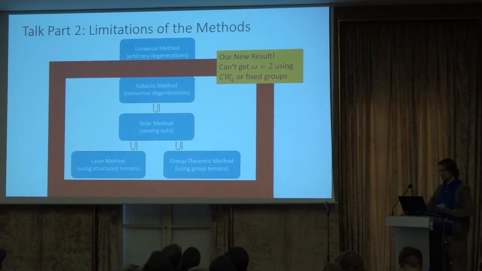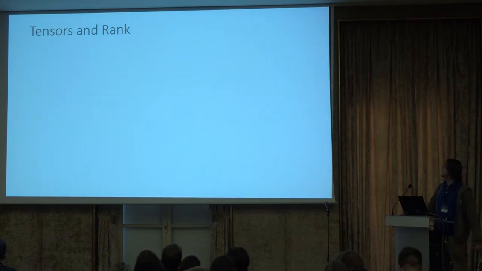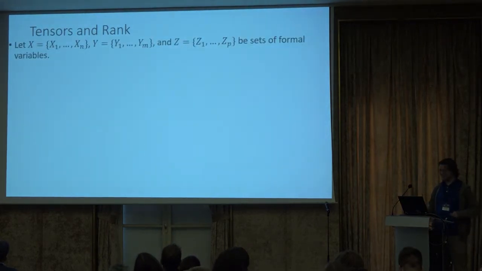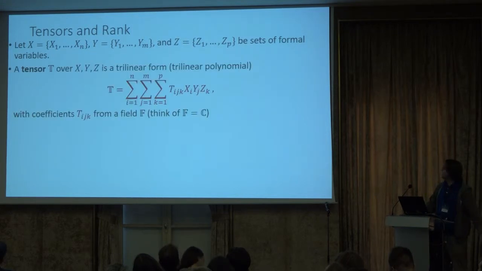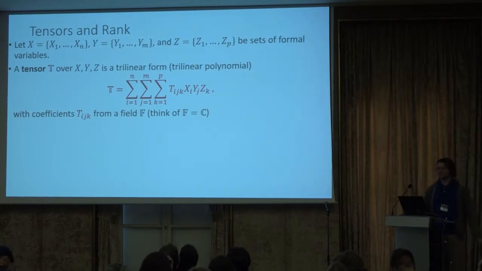Okay, so now I'll try to be a bit more precise about all the things that I just said. So let's start with tensors. The mathematical objects that we're going to be interested in today are called tensors. Throughout this talk, x, y, and z are going to be sets of formal variables, and you can think of these as entries of the x, y, and z matrices. And a tensor is just a trilinear form, or a trilinear polynomial, in these x, y, and z variables. For each triple of an x, y, and z variable, there's a coefficient in front of it. You can think of these as complex numbers.